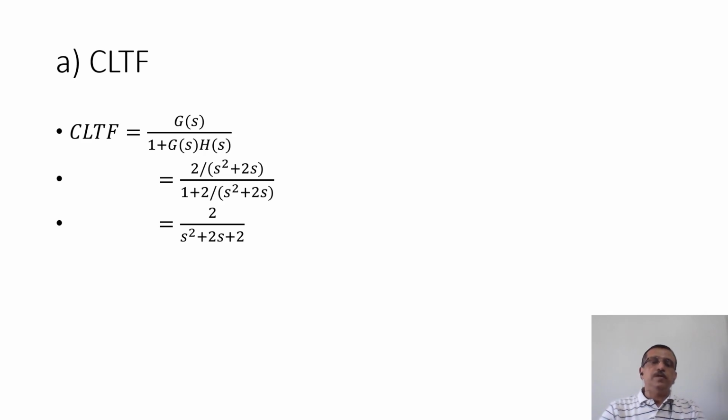So what is the closed loop transfer function? G(s) divided by 1 plus G(s)H(s). G(s) is 2 by s square plus 2s. What is 1 plus G(s)H(s)? It is 1 plus 2 by s square plus 2s. If you take the LCM of the denominator, this term will become s square plus 2s plus 2 whole divided by s square plus 2s. The numerator also is 2 by s square plus 2s. So both s square plus 2s will get cancelled and we will get the closed loop transfer function.